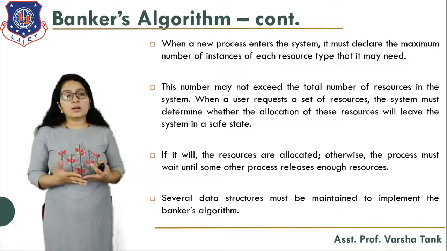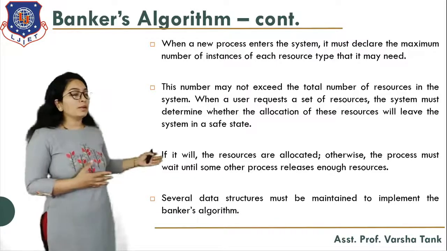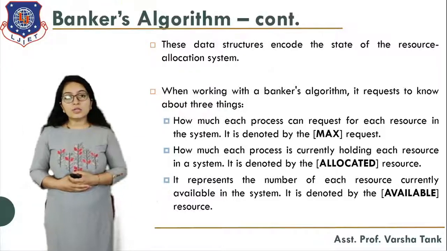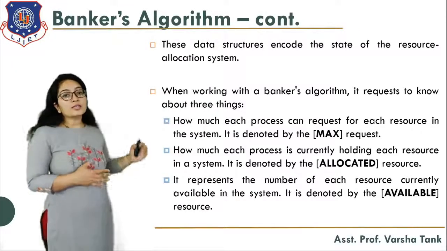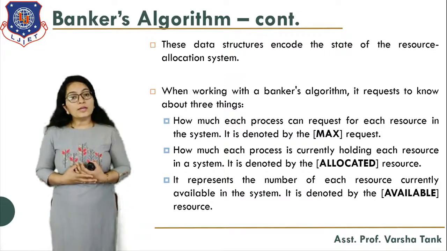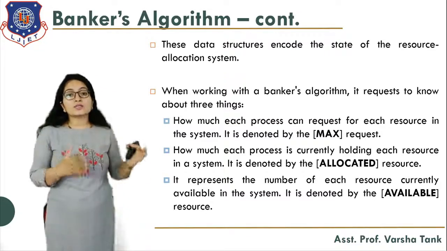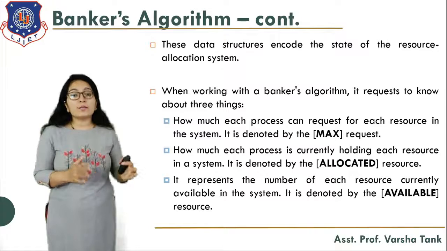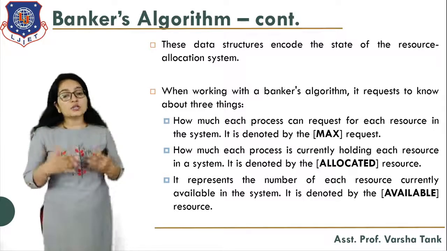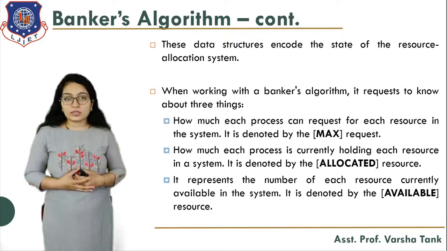Okay, so a number of data structures are maintained to implement the banker's algorithm. We will see one data structure. The data structure encodes the state of the resource allocation system. What the data structure will do is record how many resources are available, how many are assigned, and how many the processes want. This is all the information we want, so it should be mentioned in the data structure.